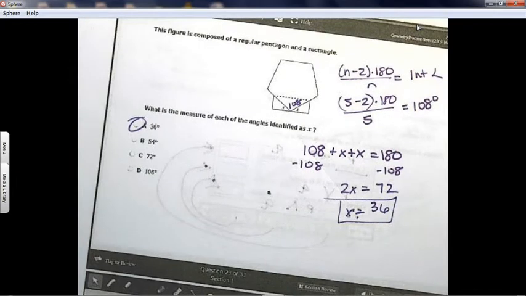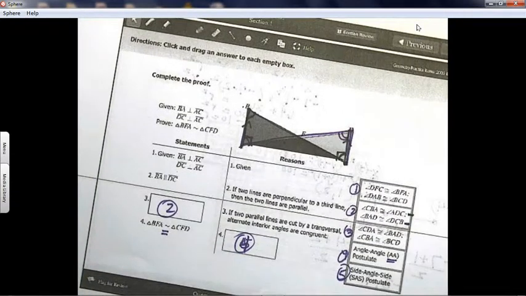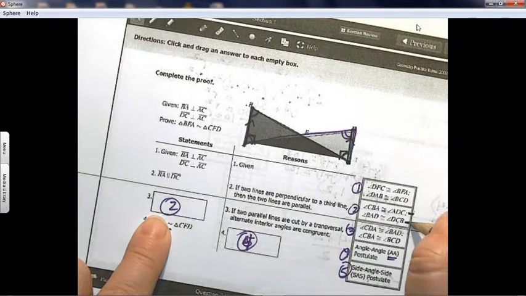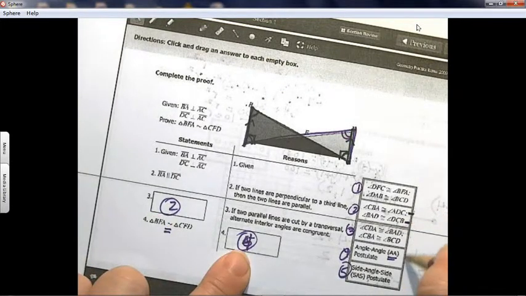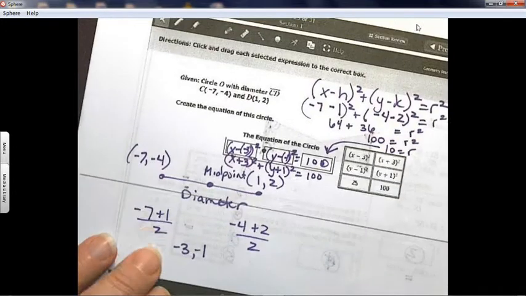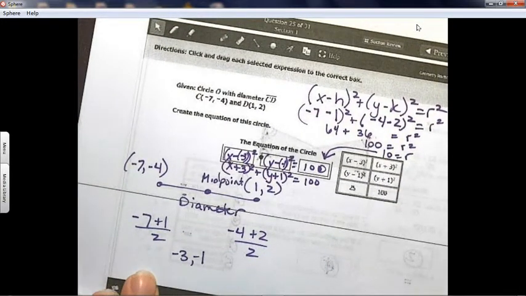Here's how you do this problem. And here's this problem. Okay, this is 2, which is these angles. And this is 4, which is proving the similarity. Because that's what they want us to do right here. Notice that's a similarity symbol. Okay? Here's the back. This one. And this one.